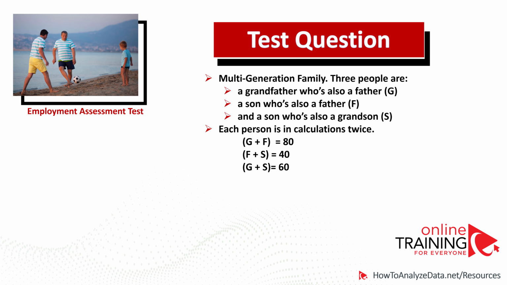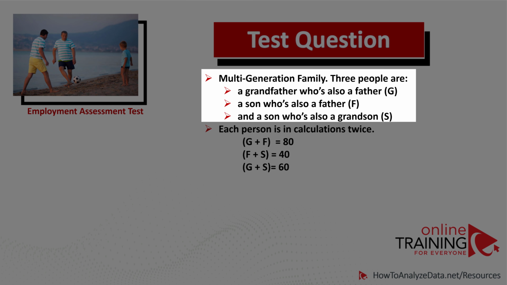Let's first understand the detailed scenario. We have a multi-generation family here, and the 3 people mentioned are a grandfather, who is also a father. We'll call him a G, for simplicity in the calculations. We also have a son who is also a father, and we have a son who is also a grandson. We'll call father an F and grandson an S.